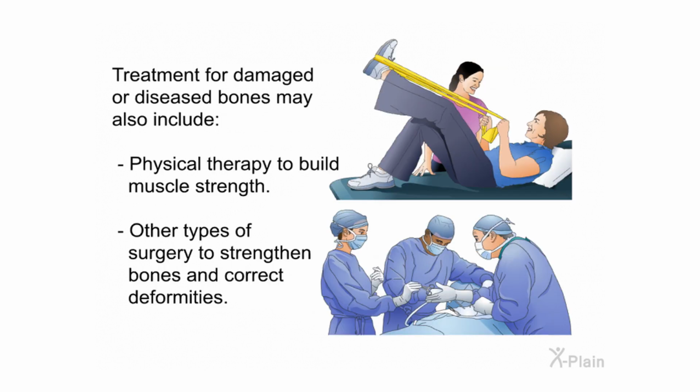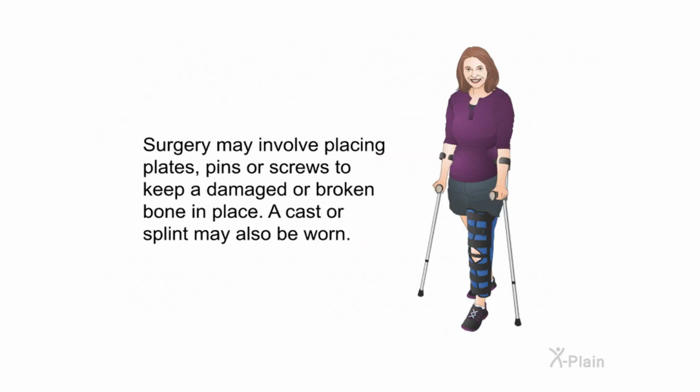Treatment for damaged or diseased bones may also include physical therapy to build muscle strength, other types of surgery to strengthen bones and correct deformities. Surgery may involve placing plates, pins, or screws to keep a damaged or broken bone in place. A cast or splint may also be worn.